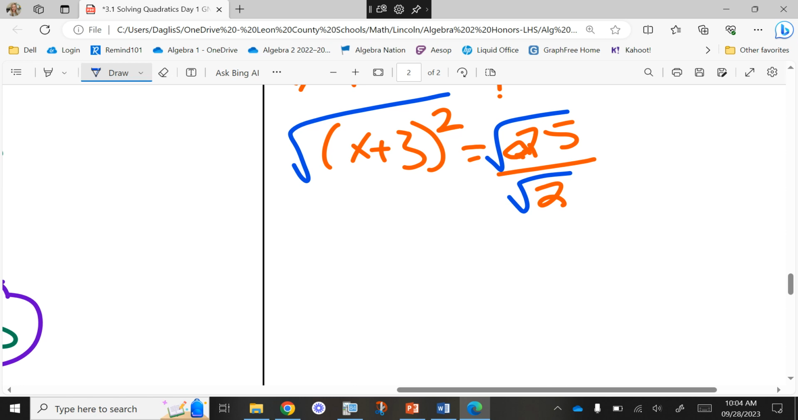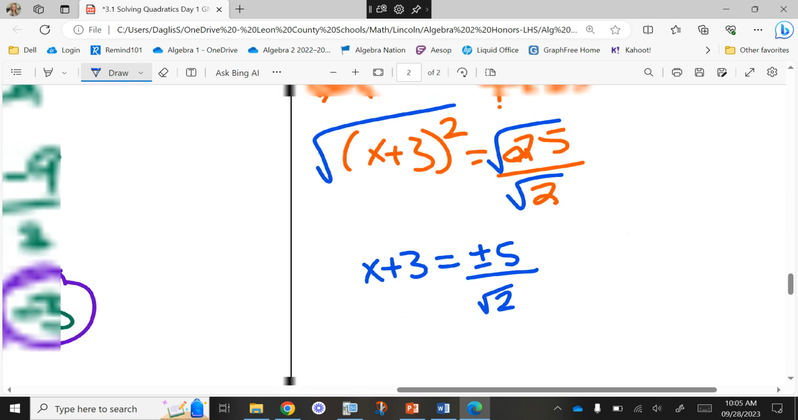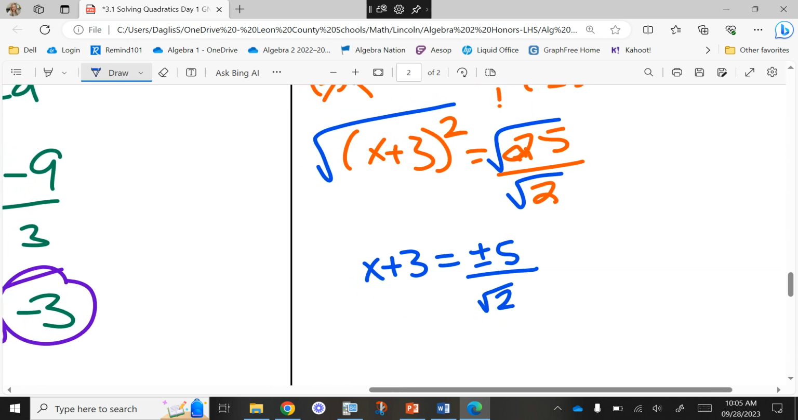Okay, so I have x plus 3 is equal to, what is the square root of 25? No. What is the square root of 5? Positive and negative 5. Is there a square root of 2? No. Bringing another Algebra 1 skill back to light. Are we allowed to have square roots in denominators? No, silly rabbit.